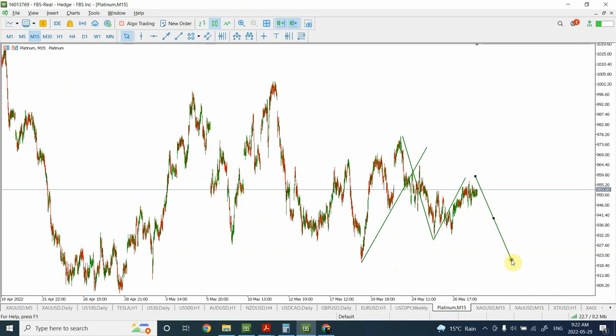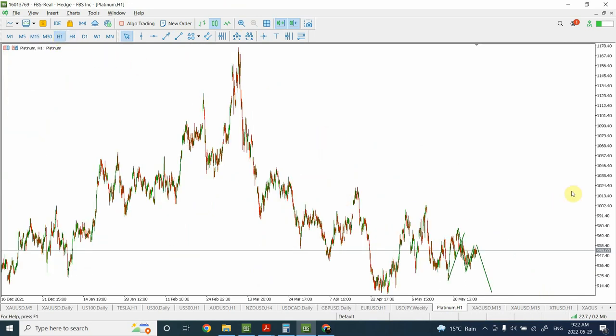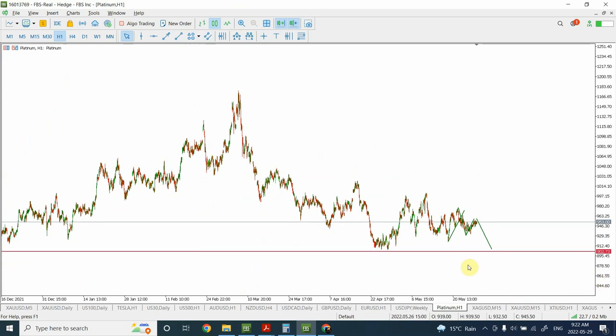And a larger price movement would go down. I'm expecting that the next 7 to 10 trading days are expected to be negative for platinum. Platinum is expected to fall further down. We're going to discuss the structure in platinum as we go along.